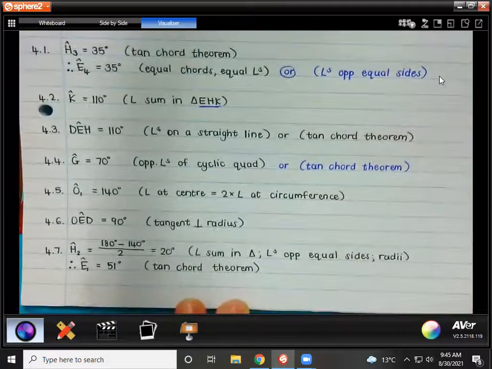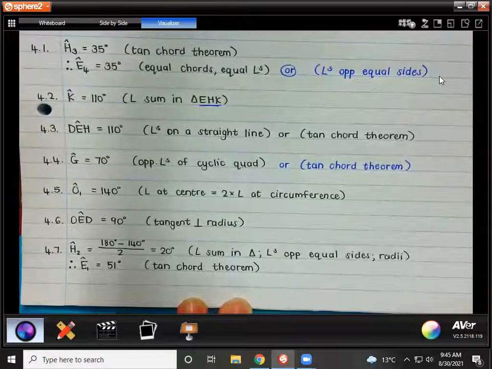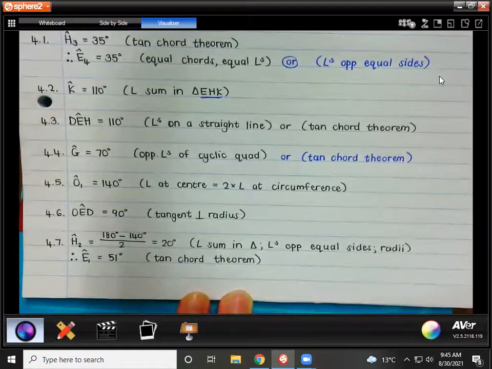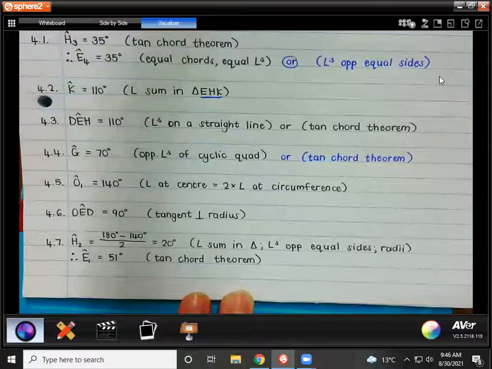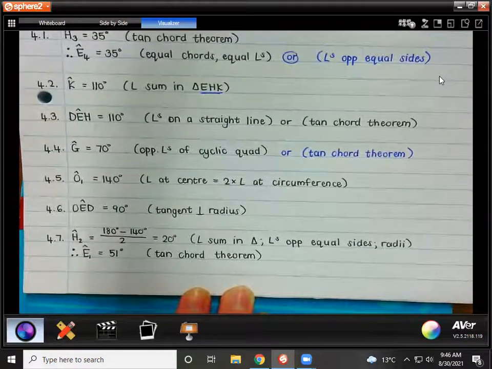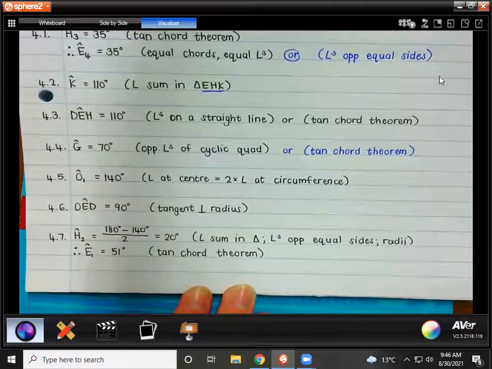Okay, then for O1, I used angle at center. Yes? That's fine. Okay, that's fine. Yes, you could have done that. Then 4.5, I just used angle at center because we had the 70. But you could have used other methods. So you could have used angles opposite equal sides and angle sum in triangle. If you had the 20 and the 20, that also would have worked. 4.6, OED, that was the 90 degree angle because of the tangent being perpendicular to the radius.